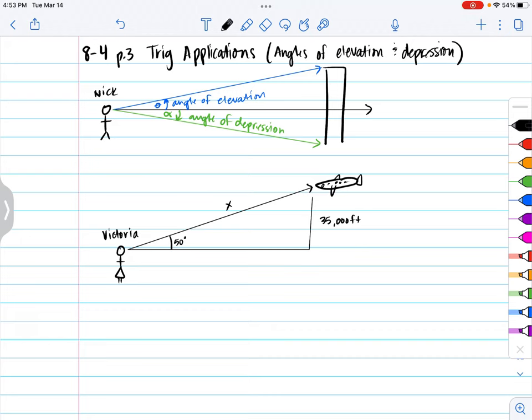So let's say, from Victoria's perspective, we know, one, this is a right angle, because we're talking about vertically 35,000 feet. So x is our hypotenuse. 35,000 feet is our opposite side, and we would use sine to solve this because that's opposite and hypotenuse. So we would say sine of 50 degrees is equal to, opposite is 35,000 over x. And here we would just use some regular trig because we're solving for a side. Multiply both sides by x. X's cancel. Then we get x times sine of 50 is equal to 35,000. Divide both sides by that sine of 50.